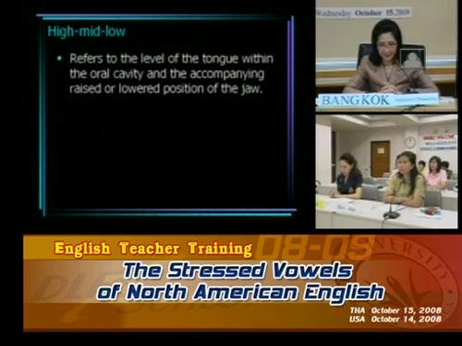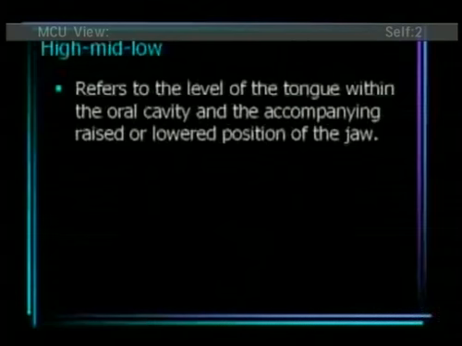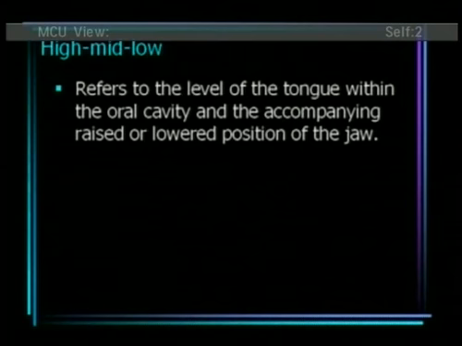Okay, let's go back and give a little bit more information on each of the dimensions that I already mentioned. So we're going to go back first to this idea of high, mid, low, the first dimension that we mentioned that's important when we talk about vowels of English. High, mid, low, as I said already, basically refers to the level of the tongue inside the oral cavity and also to the position of the jaw, whether the jaw is in a raised or lowered position.